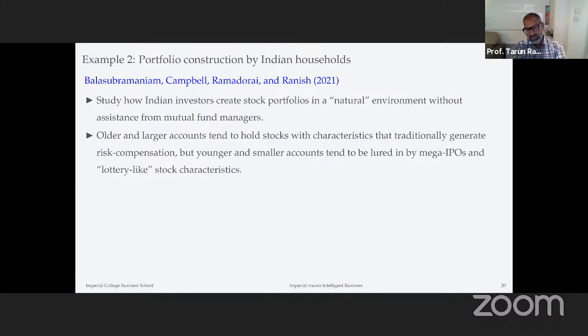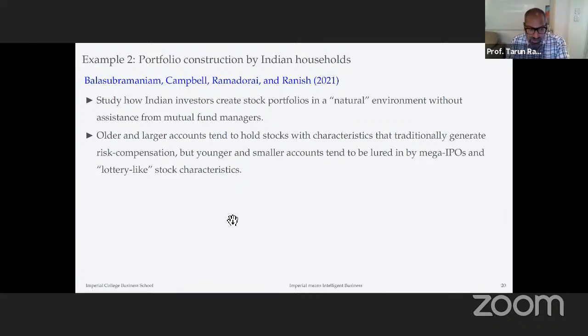But younger accounts and smaller accounts tend to be lured in by mega IPOs and stock characteristics that have features similar to lotteries. And so what is this telling us? This is telling us that, once again, because you have this very easy ability to trade and so forth, it's not necessarily beneficial, because you can see that, again, there's something of a redistribution between younger and smaller accounts to older and larger accounts.